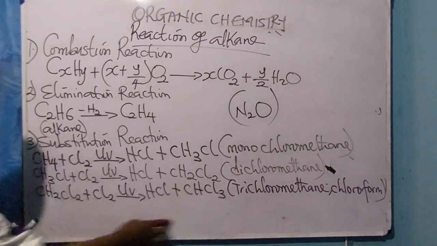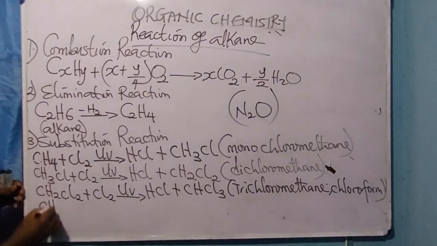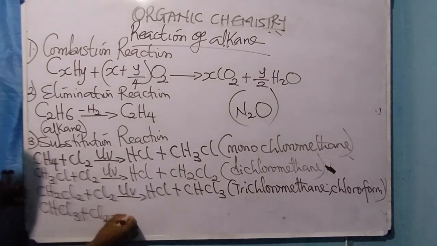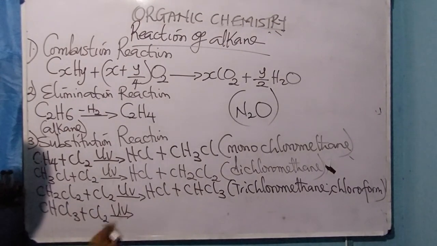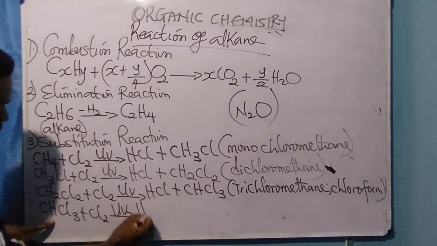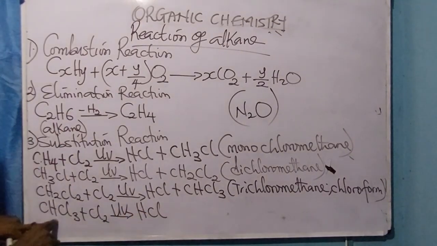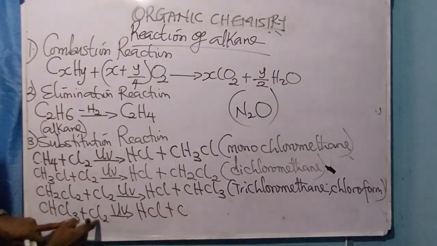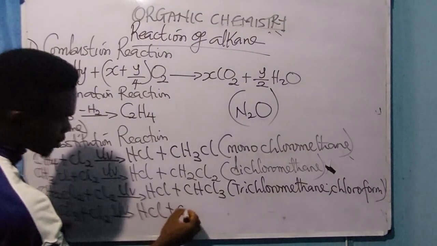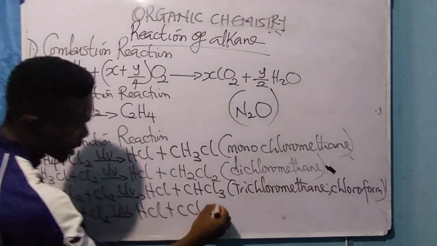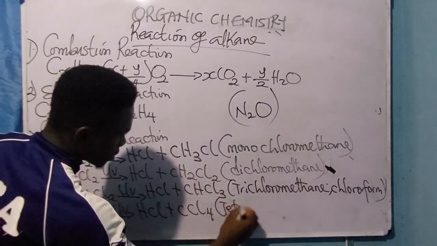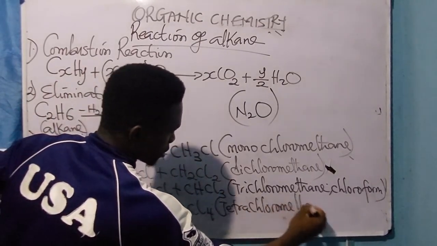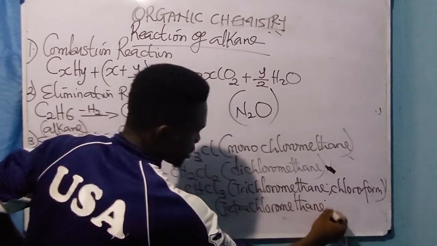Then the last one is this. I'll write it again, CHCl3 plus Cl2 again, that is UV light. Now HCl is definitely formed. I've taken the last H, so I'm left with what? C. Now I've taken one Cl to this, becomes what? Cl4. Now this is what? A tetrachloromethane. Alright? Tetrachloromethane is otherwise called what?